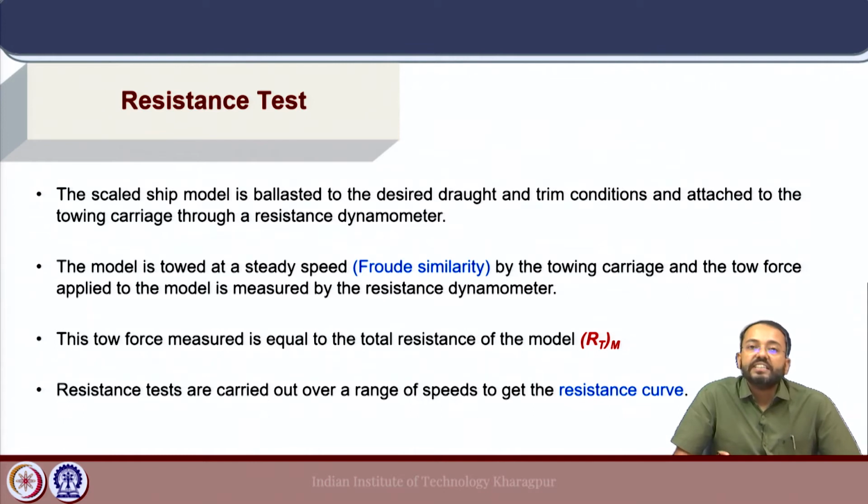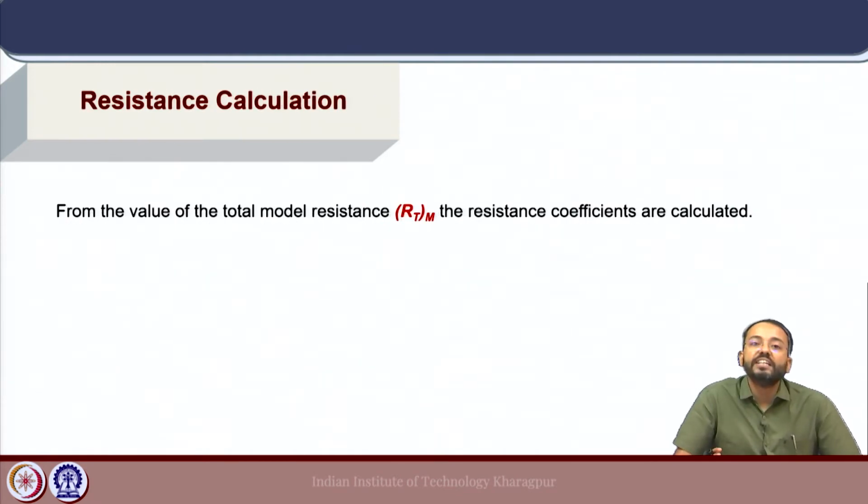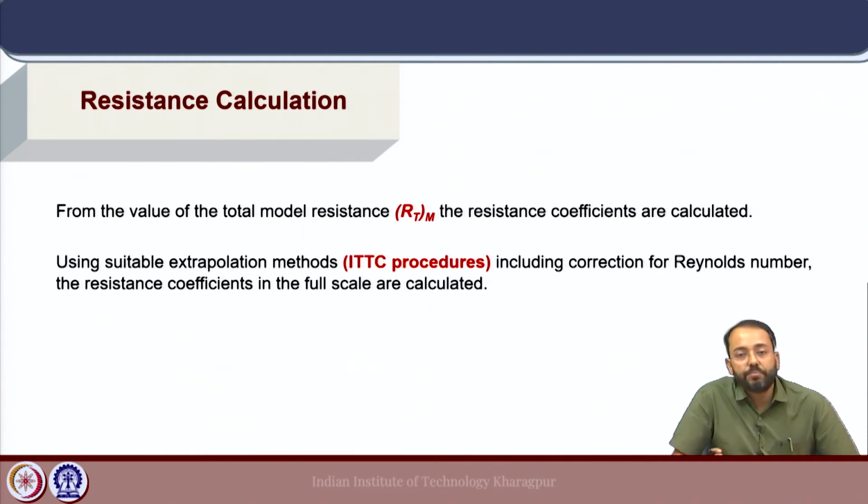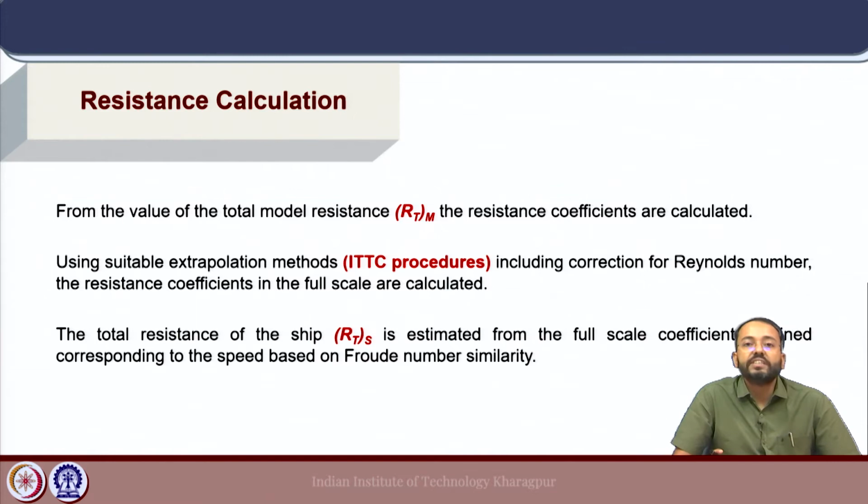And these resistance tests are done over a range of speeds, again which are obtained by Froude scaling from the full scale ship speed, and there we get the resistance curve, which is the total resistance variation with the speed. From the value of total resistance, we compute the resistance coefficients, and using standard ITTC procedures which are laid down by the International Towing Tank Conference, we do the extrapolation from the model scale resistance, correcting for the Reynolds scale effect to the full scale resistance coefficient, and get finally the full scale resistance of the ship.